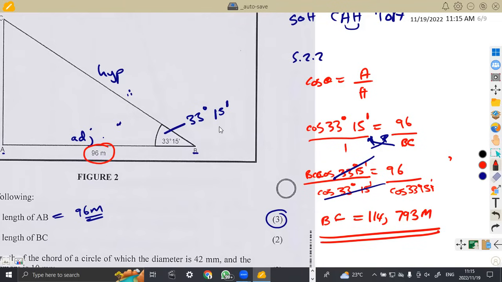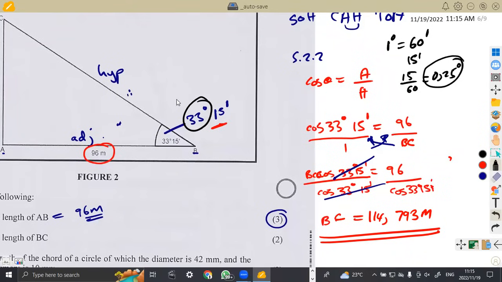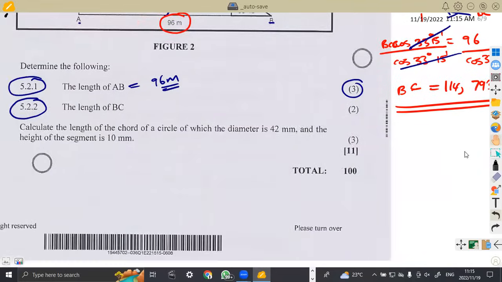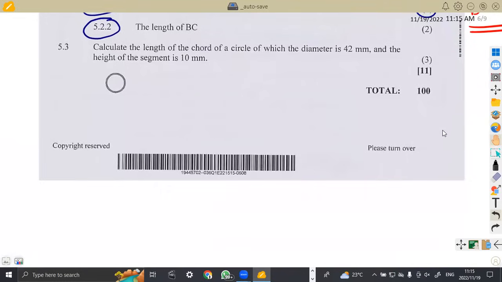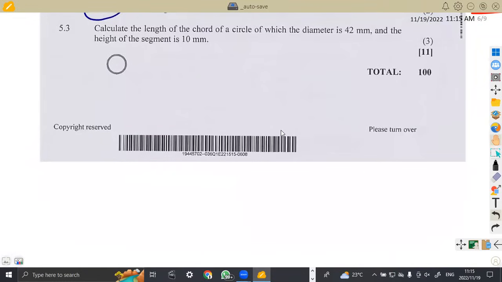Or if you wanted, you could change 15 minutes to degrees so that we can work it in degrees. Remember, in a degree, we've got 60 minutes. What about 15 minutes? We divide. So it's going to be 15 over 60, which is 0.25 degrees. So we add 33 plus 0.25, which is 33.25 degrees, if you wanted to use degrees only, but we could have just used it like that. Your calculator, guys, is very clever. It can calculate everything.